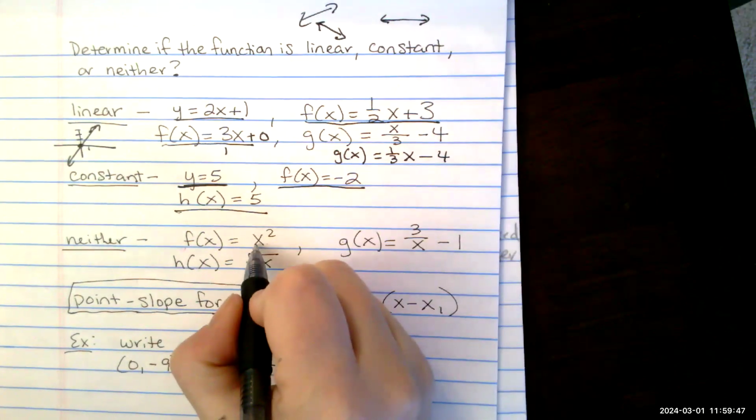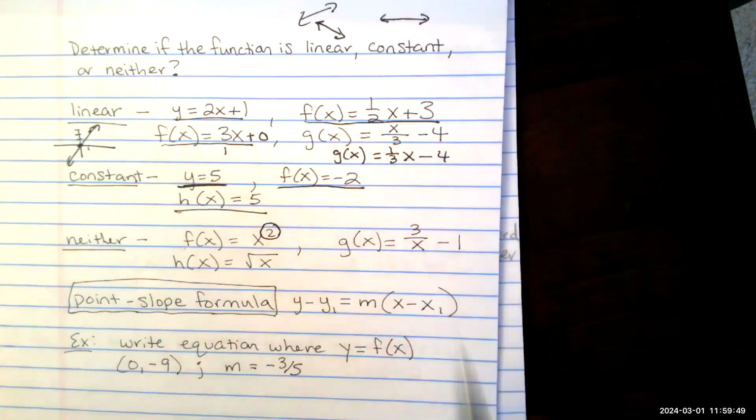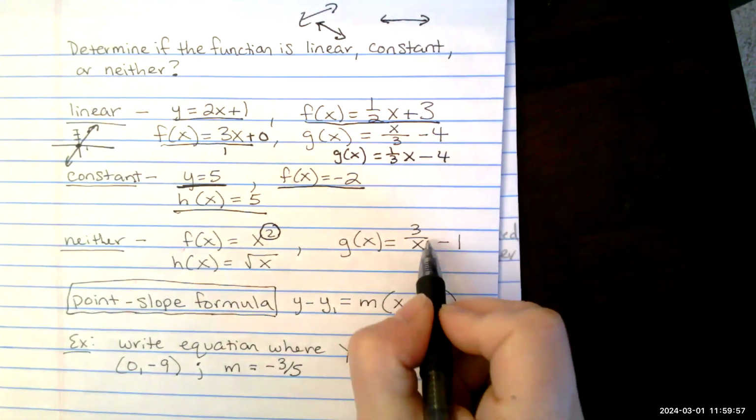So one thing that makes it not a line is if x has some kind of power here that's bigger than 1. So it could be a 2, a 3, a 5. All those would not be lines. And then this is bad.